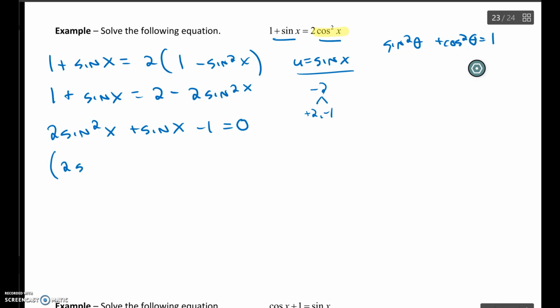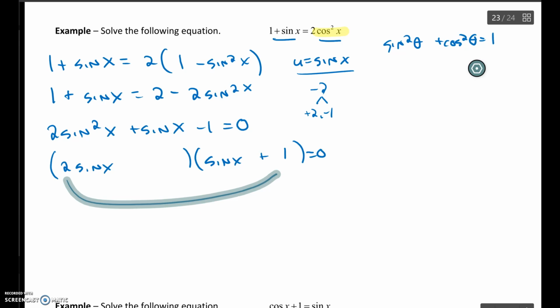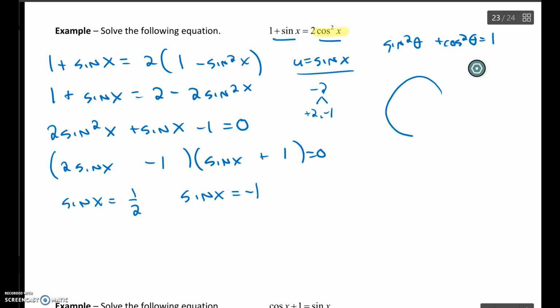So this factors into 2 sine x, sine x. So I'm going to make the outside product positive 2. Make the inside product negative 1. So the sine of x is equal to 1/2, or the sine of x is equal to negative 1. Unit circle time. Sine is the y-coordinate. Y-coordinate is a half at the two 30-degree angles, and it's equal to negative 1 at this one. So we actually get these three.